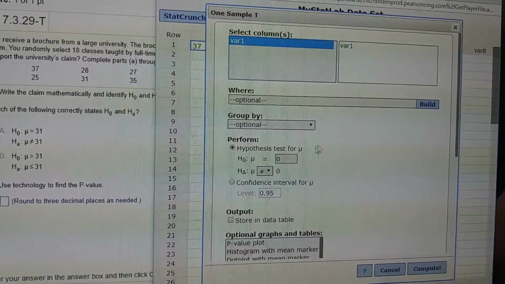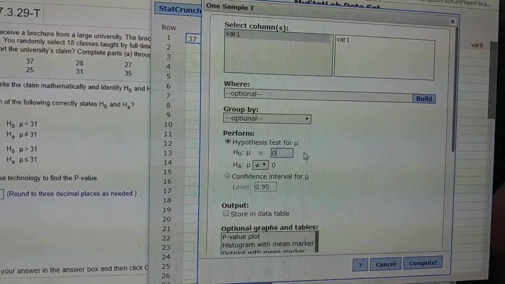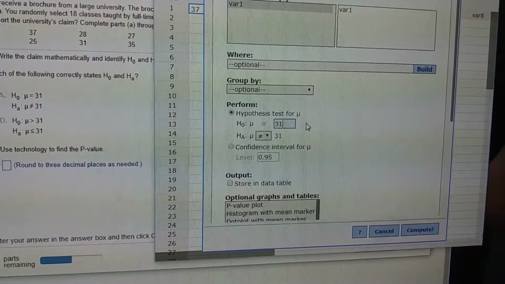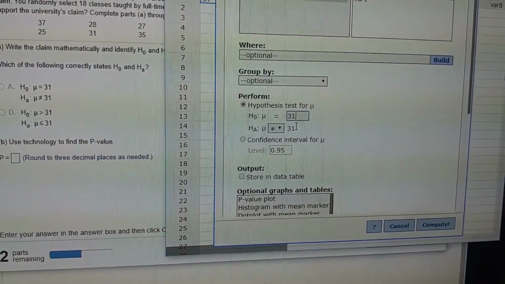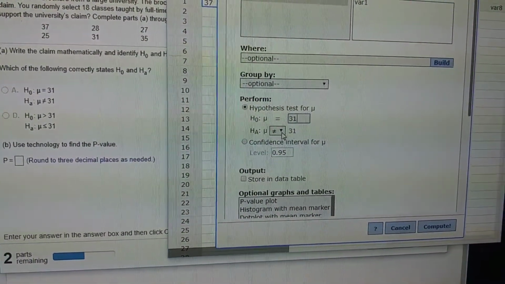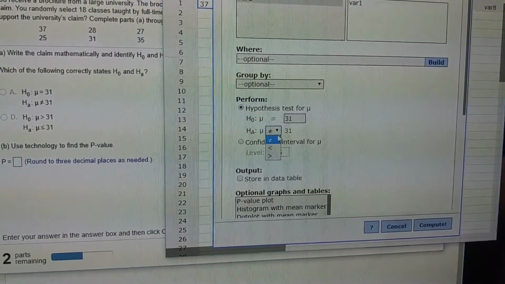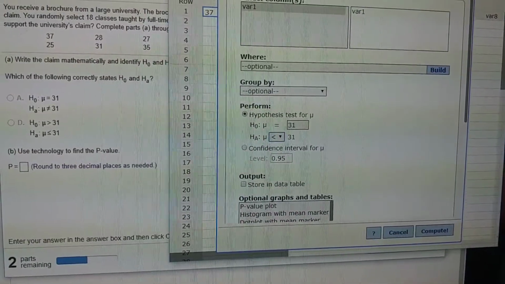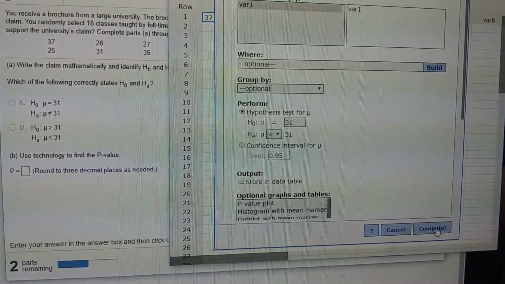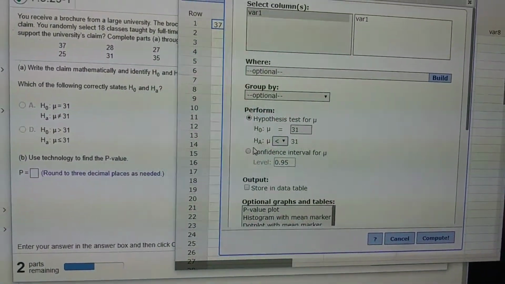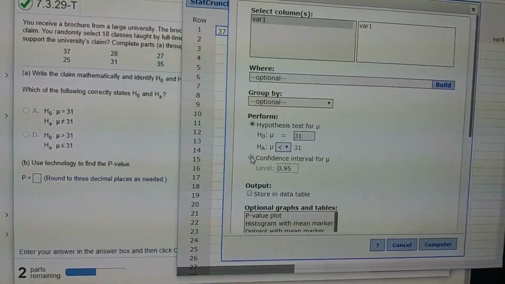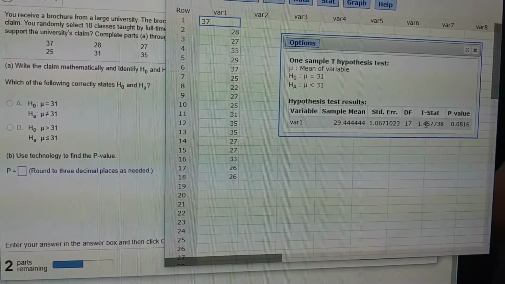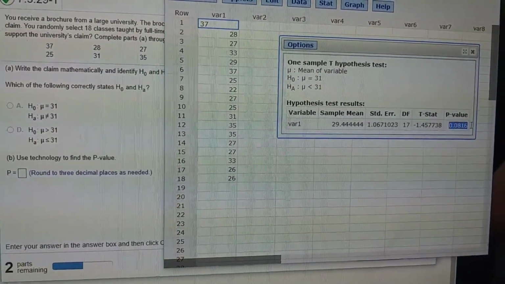Make sure you pass on the data. Double click on the data, and we need to change the mu to 31. That's what we are testing. The alternative hypothesis will automatically populate, but be careful, make sure we are adjusting the tail. We're dealing with a left tail, right? So adjust that, and then click compute. We could have also done the confidence interval if you wanted to.